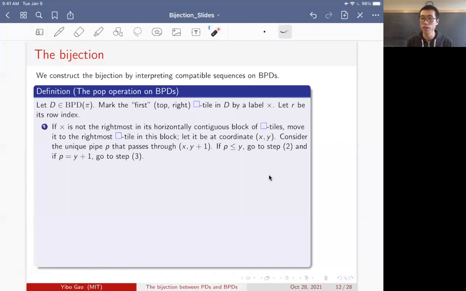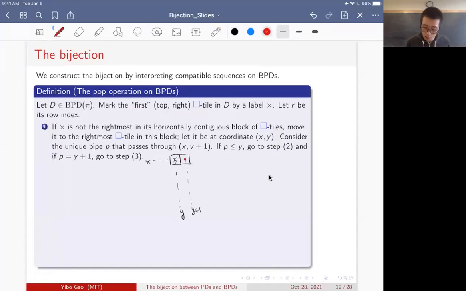So the first sentence of this item will not make sense for now, but we have a blank tile here labeled by a cross, and because it's the rightmost by this property, if we look at the tile right next to it, this tile cannot be a blank tile, or it cannot be a cross tile, because they cannot have any edges looking like this, otherwise it won't form a pipe. So there's going to be a unique pipe P that passes through this position. I index the row number by X here, and the column number by Y.